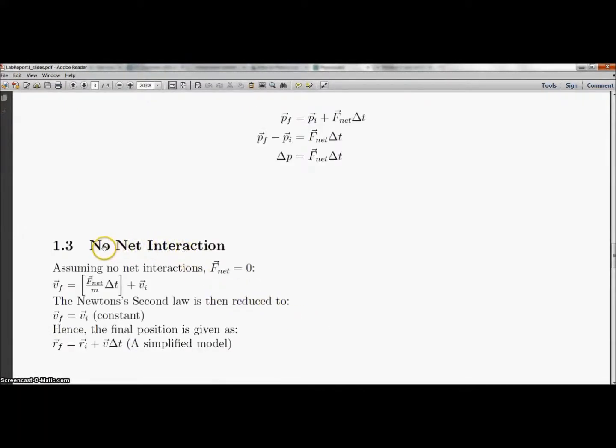Now, for the purpose of this lab, we make an important assumption, assuming that there are no net interactions, which means that F net is equal to 0. If that is the case, then the expression F net over m times change in time becomes 0, and you have that the final velocity equals the initial velocity, which means that the velocity is constant. Hence, the final position after any small change in time, delta t, can be predicted by the following equation here.